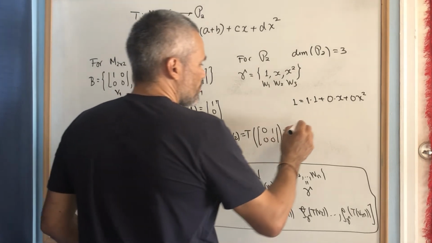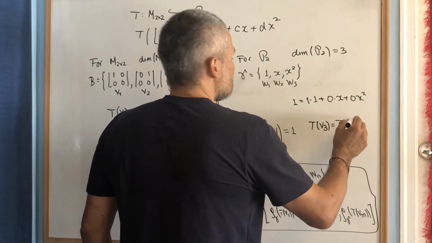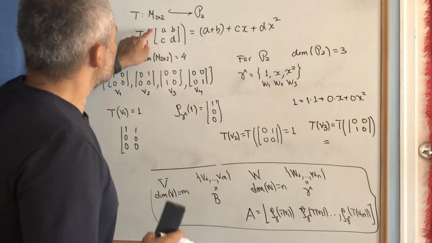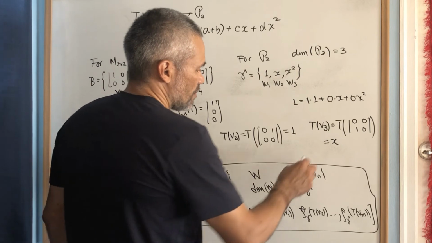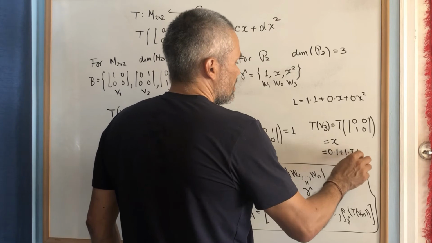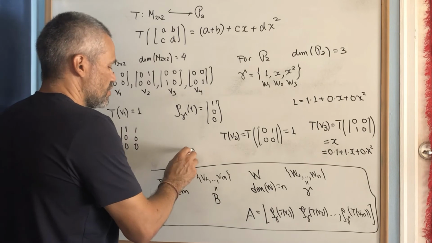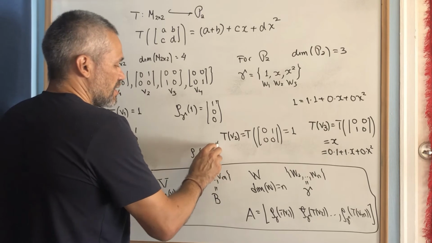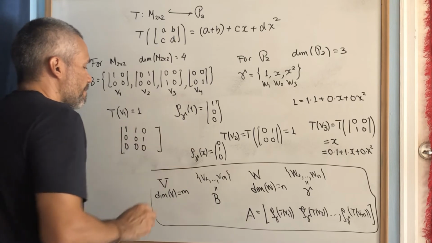What is T of B sub 3? T of B sub 3 is T of the matrix 0, 0, 1, 0. And in this case, everything is 0 but C, and then I get the polynomial x. And when you think about this, this is just 0 times 1 plus 1 times x plus 0 times x squared. That means that the representation, with respect to the basis gamma, of the vector x is 0, 1, 0. And this is my third column of the matrix.